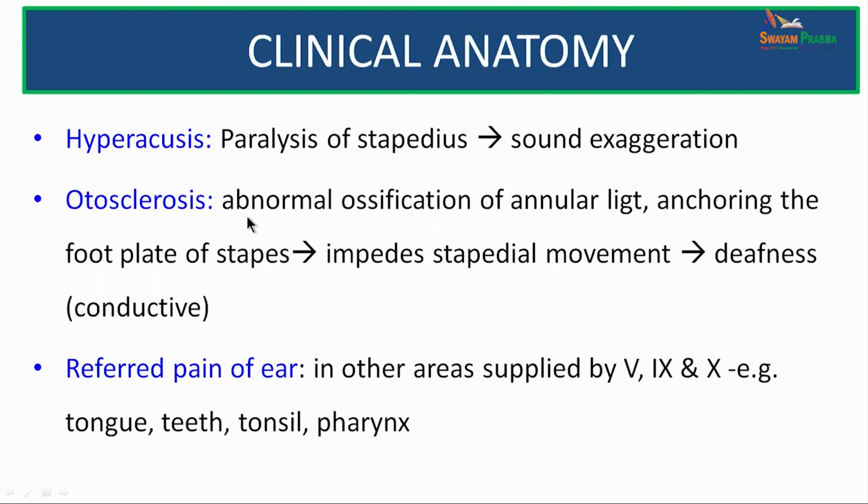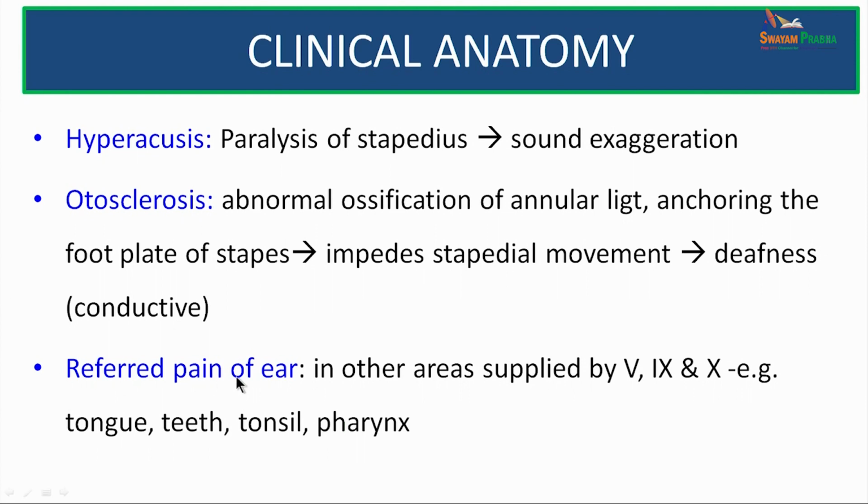Otosclerosis is a condition where there is abnormal ossification of the annular ligament which anchors the footplate of the stapes. So, this impedes the stapedial movement, leading on to conductive deafness. It is found to be a familial condition.